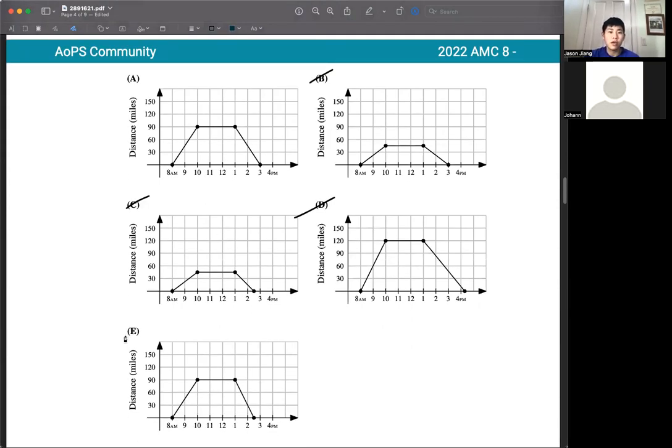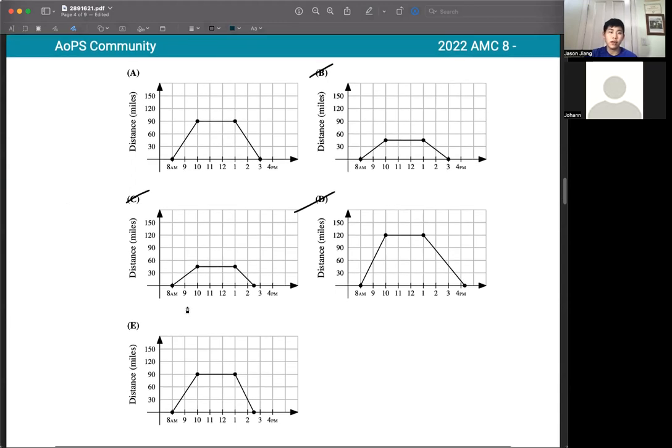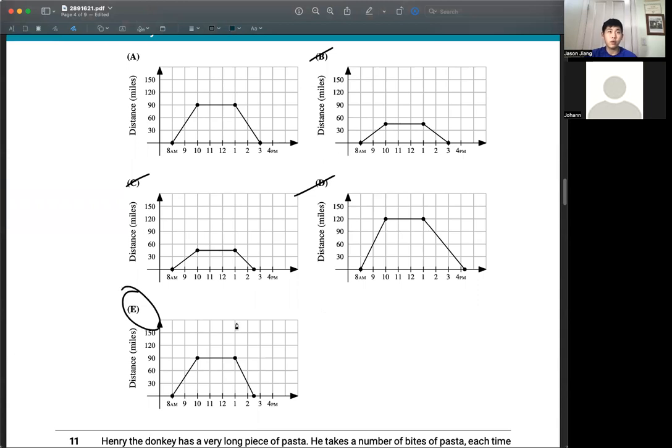Now we're also told that on the way home, she drove at a constant speed of 60 miles per hour. And so going 60 miles per hour for 90 miles, that would take 1.5 hours, since 90 divided by 60 is 1.5. So we're looking for which of the downward portions took 1.5 hours, and that's the one for E.